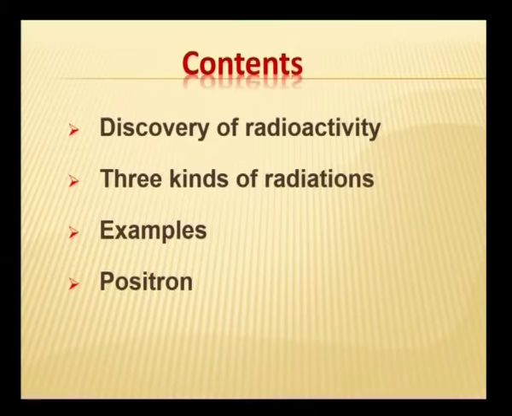The contents of this lecture are discovery of radioactivity, 3 kinds of radiations, examples, positron. And first of all, when we talk about discovery of radioactivity, you should know that the natural radioactivity is there, and also we have got artificial radioactivity.